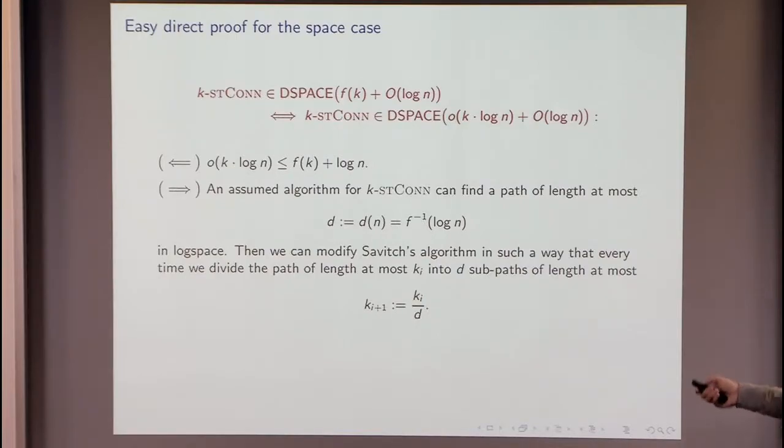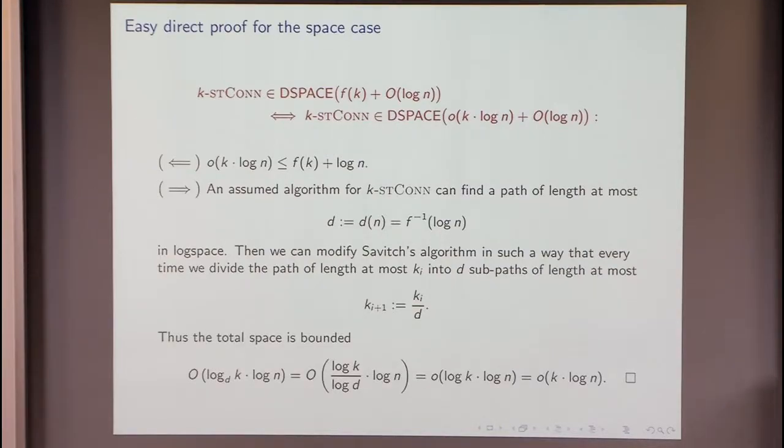And so now I go back to the second direction. So remember, we can decide and find a path of length at most d, d being this value, in logarithmic space. Then we modify Savage's algorithm. Remember, in Savage's algorithm, we do this double squaring thing. So now we divide, in each recursive step, the path of length at most k_i into d subpaths of length at most k_{i+1}, being k_i over d. So d is this value. And it's easy to see the total space I need can be bounded in the end by little o of k log n. So this is a straightforward modification of Savage's algorithm.